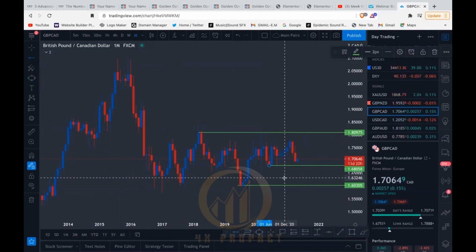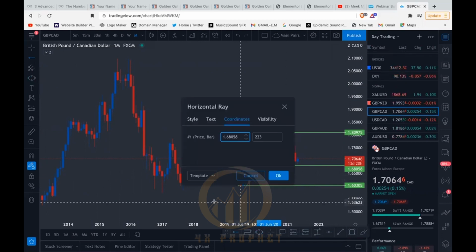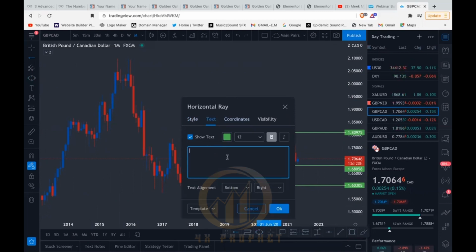Cool. Once I am done with this, some of you, if you don't use colors and just use one color for all your support and resistance, you could just add text. This is what most people do. You can put monthly OB, right?